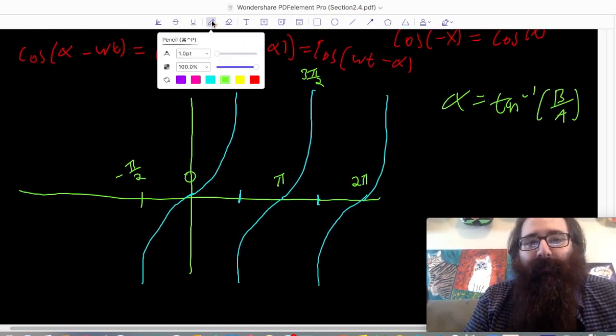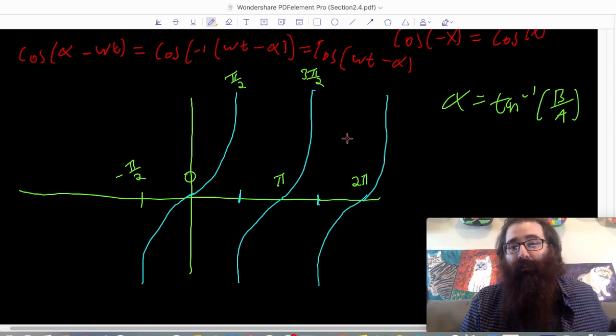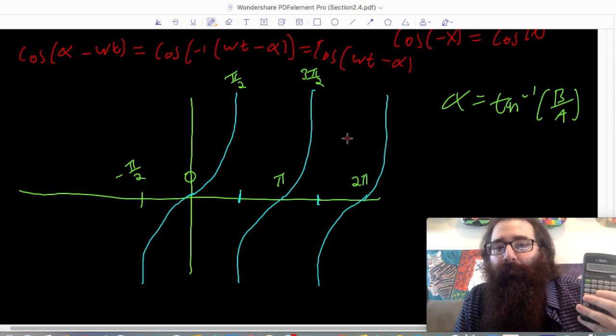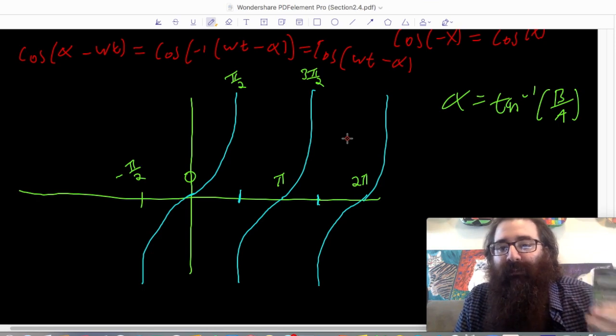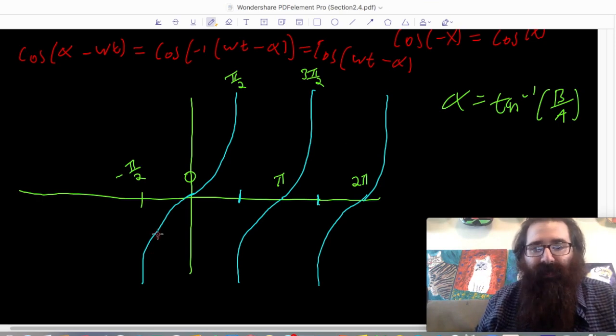However, when finding this on a calculator, it's not going to be straightforward. If you get your scientific calculator, it's going to try to help you. But the calculator doesn't know what value to give you for tangent inverse. It has to be restricted to the principal branch of tangent to work with tangent inverse. The principal branch of tangent is this first one that we usually draw from negative pi over 2 to positive pi over 2. So no matter what, your calculator is only going to give you a value out for alpha that is on this principal branch of tangent.